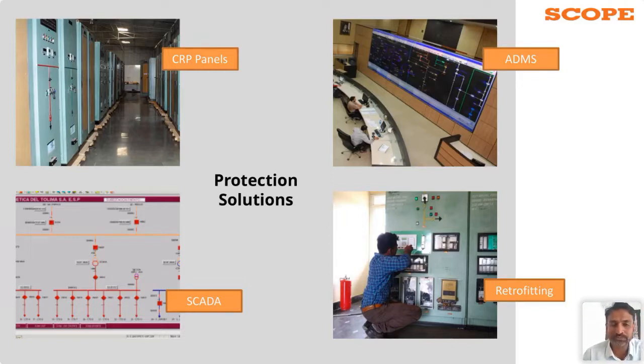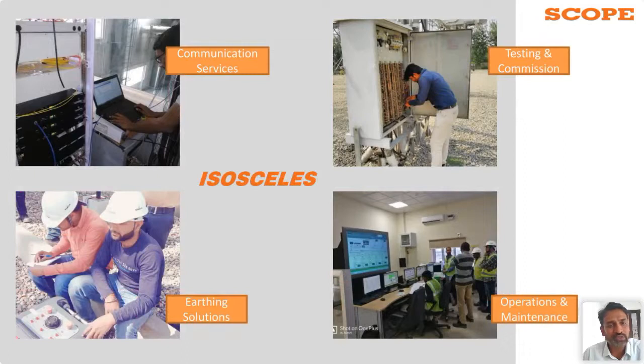We also give the solution of retrofitting of the old relays, by replacing the old relays with numerical relays and giving the complete renovated scheme. So these are the covers under the protection system. Apart from that, we also give the communication services, testing and commissioning activities, and operation and maintenance activities, with earth solutions also, like earthing systems and solutions, measuring the earth resistance and giving the solutions also.